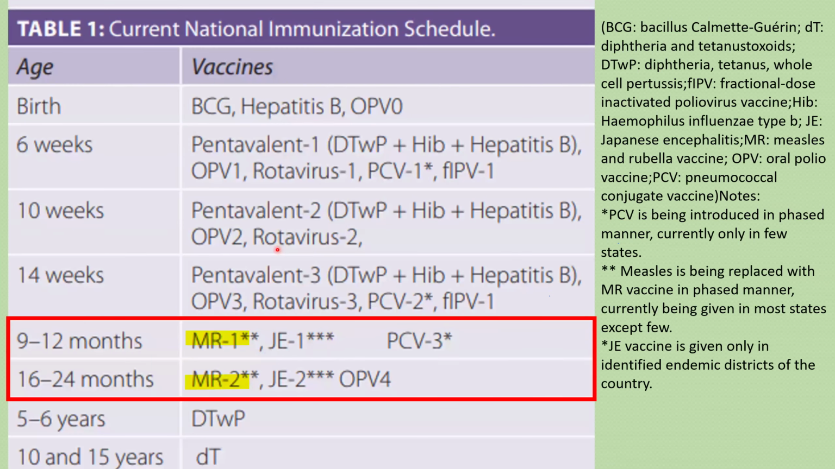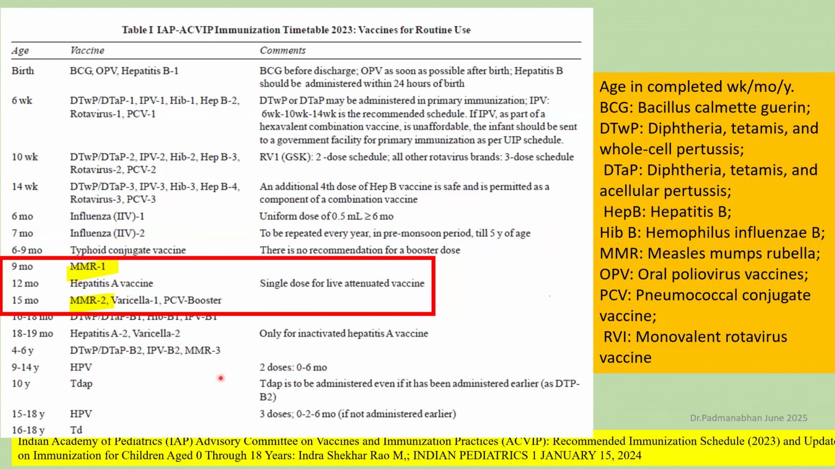Now, remember how we are giving MR vaccine here in India in the universal immunization program: 9 to 12 months, 16 to 24 months. And what's happening is, the first dose is at 9 months, the second dose at 15 months. I forgot to highlight that we are giving it at 4 to 6 years also. This is the basic difference. I've told you the immunology behind that. We are giving only 2 doses in the universal immunization program.